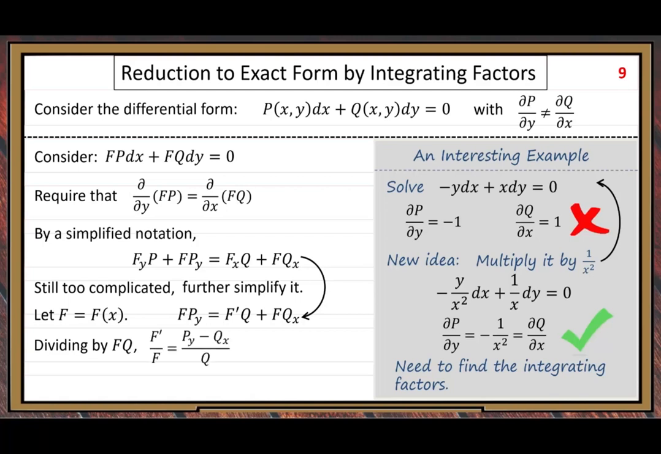After that, this new form is more friendly for us. Why? The left-hand side, F prime over F. Remember, F is unknown, so the left-hand side is everything unknown. On the right-hand side, everything is known: the P function, the Q function, and the partial derivatives are all known.